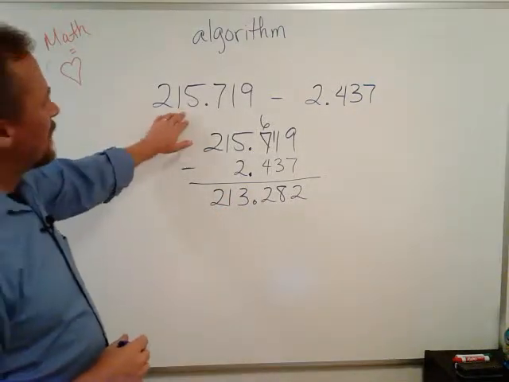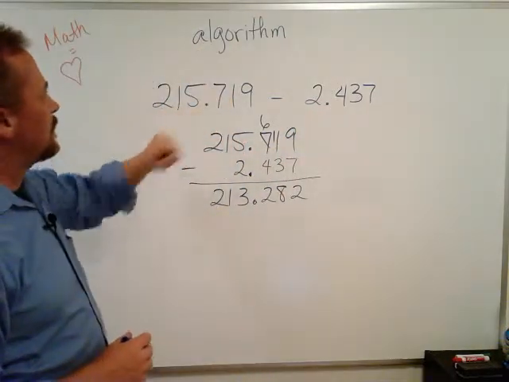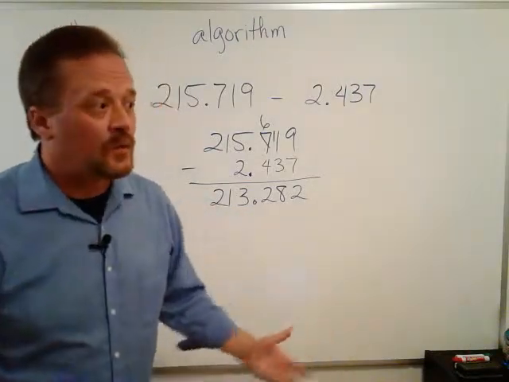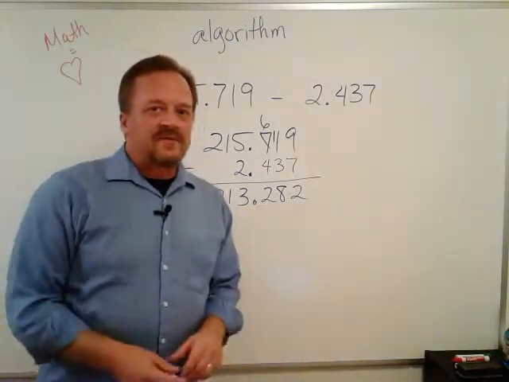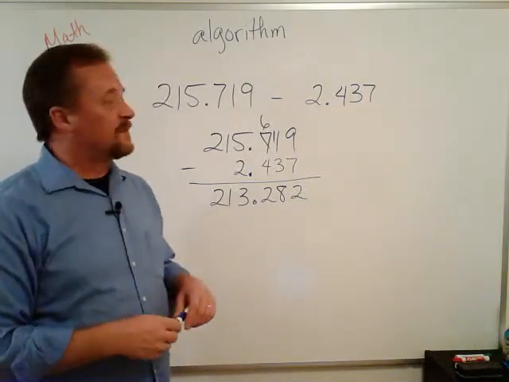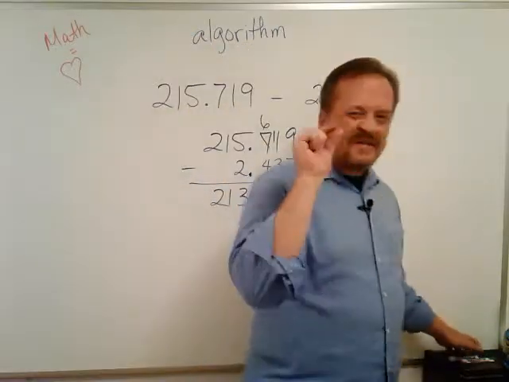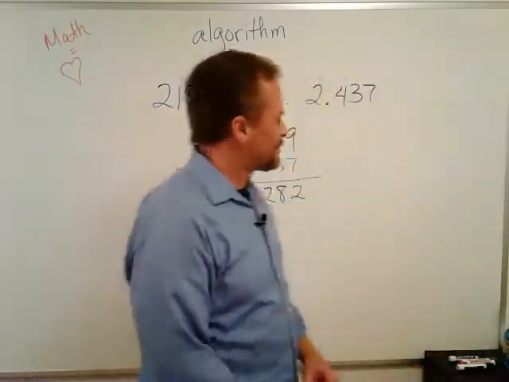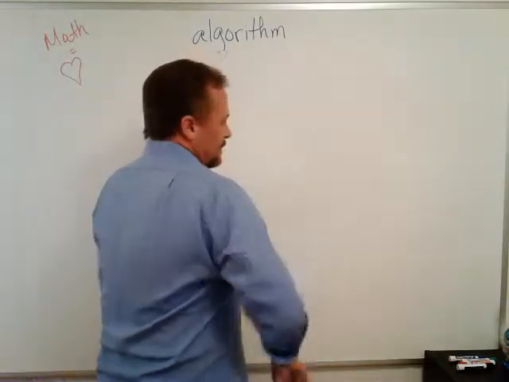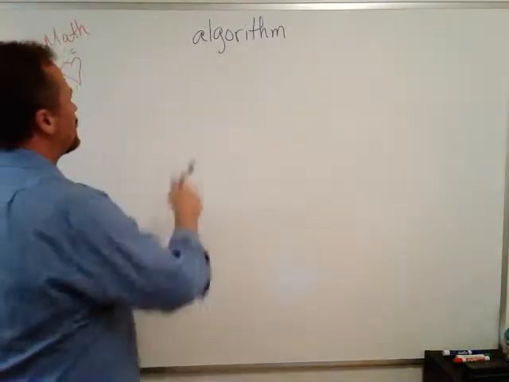And when we take away 2.437 from 215.719, we end up with 213.282. What do those numbers represent? Could be anything. These are the kind of numbers people deal with when they're doing chemistry or physics or very precise measurements. I have one more. Let's talk about money again. I have a $20 bill.